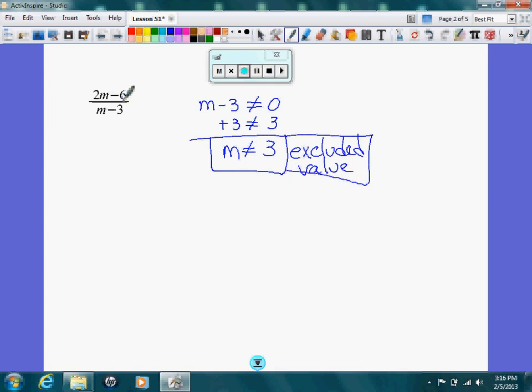Now let's see if we can simplify this. Do we have any factors that we can factor in the numerator? Well, I see a factor of 2 that we can factor: 2 times m minus 3 divided by m minus 3. m minus 3 is a factor in the numerator. m minus 3 is also a factor in the denominator. And we can cancel factors, so we can cancel this. As long as m is not equal to 3, we can cancel these factors. So this expression would be equal to 2.